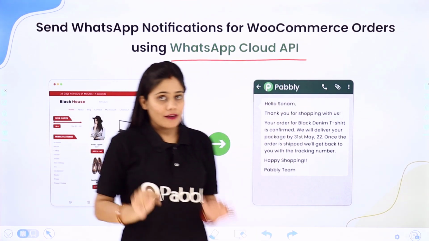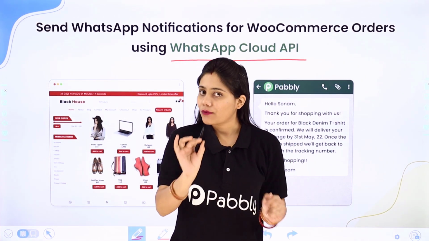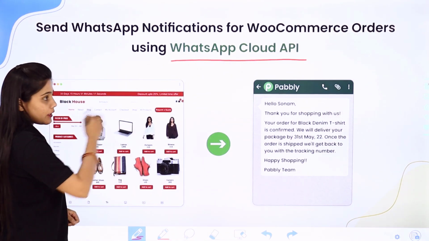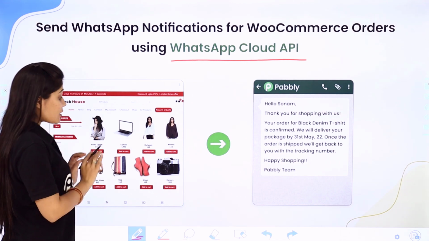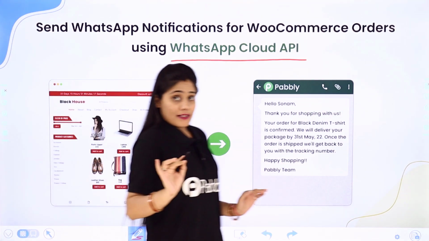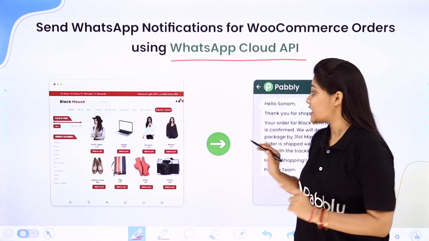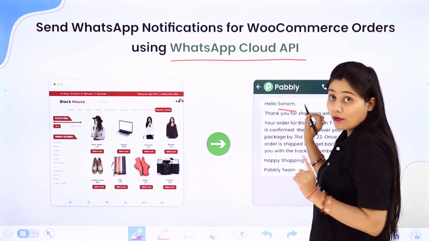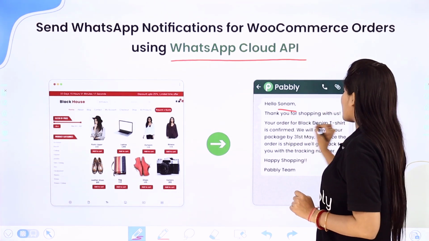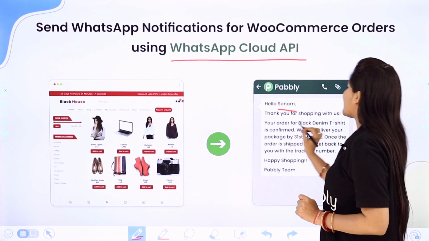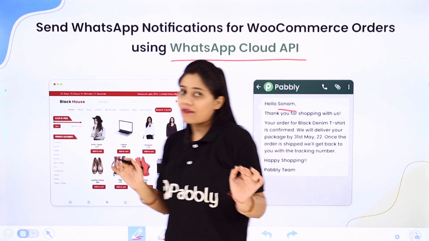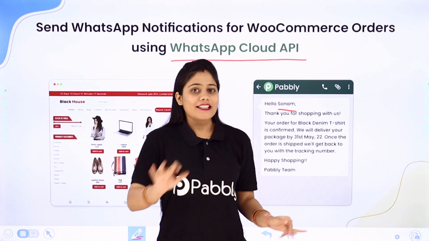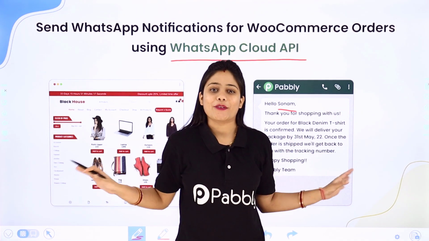Okay, so here I'll be placing an order in one of my WooCommerce stores in front of you, and this is how my store will look. You will see that as soon as I place an order, an instant and automatic WhatsApp message will arrive on my account, saying, hello Sonam, along with my name, thank you for shopping with us. Your order for black denim t-shirt is confirmed. And I have created my store in this video on WooCommerce, but don't worry, this video is also for all Shopify users.